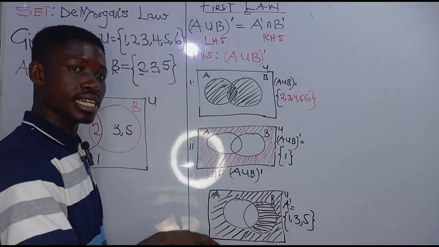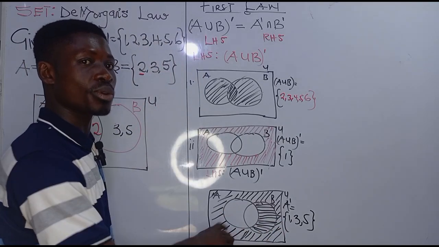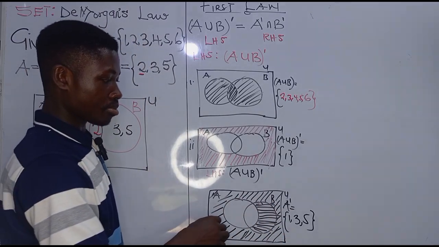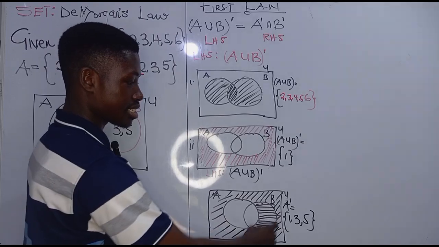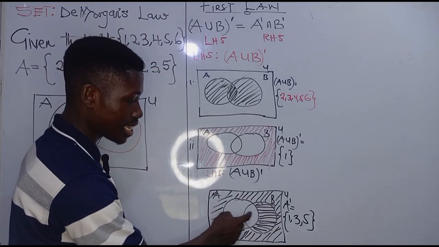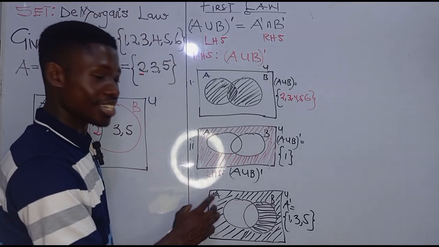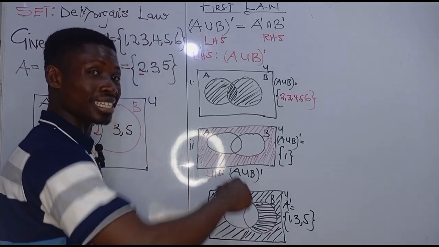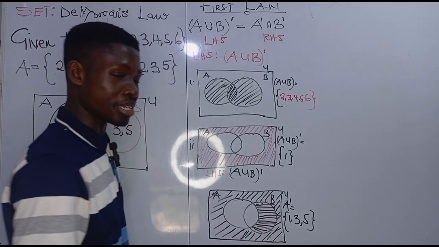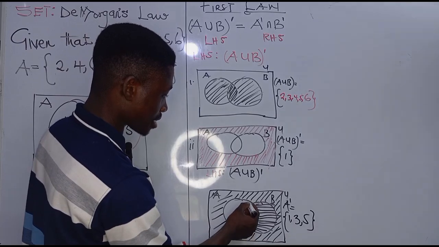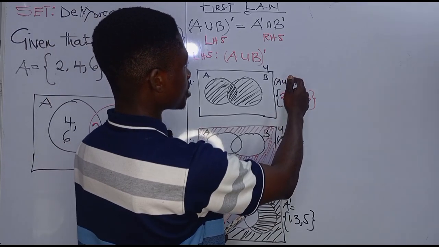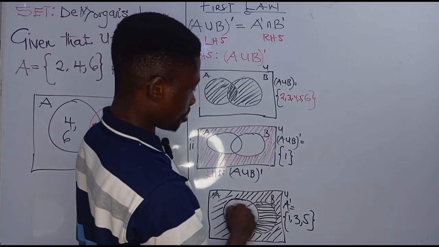So all the shaded regions within the Venn diagram represent what? A complement. So you can see that all the shaded regions are in the universal set, but they are not in set A. That is why set A is left unshaded. So they are part of the universal set, but they are not part of set A. That is the shaded region for A complement. Very, very easy to understand.